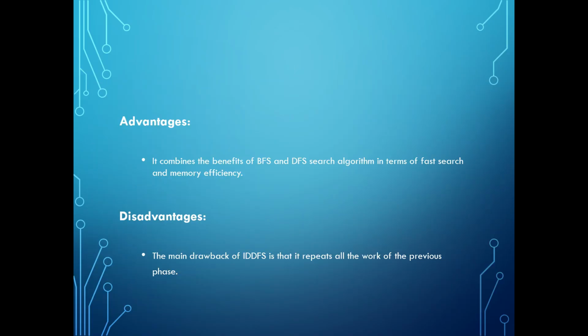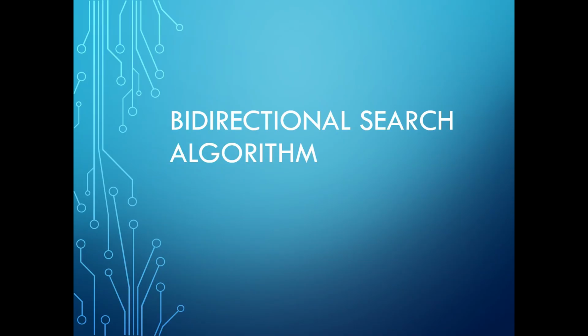IDDFS advantages and disadvantages. Advantages: it combines the minimal memory usage of DFS and the completeness of BFS. It is efficient for large search spaces with unknown depth. Disadvantage: repeated expansion of upper level nodes. It increases computation time.